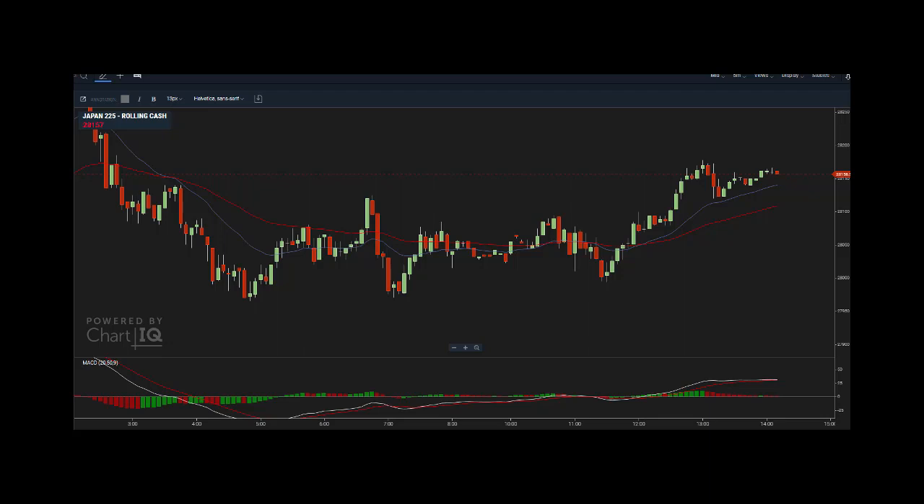So I've just got some live trades for you, some action on the Nikkei, and then later on I'll show you some action on the Hang Seng. The Hang Seng was a cracking trade.